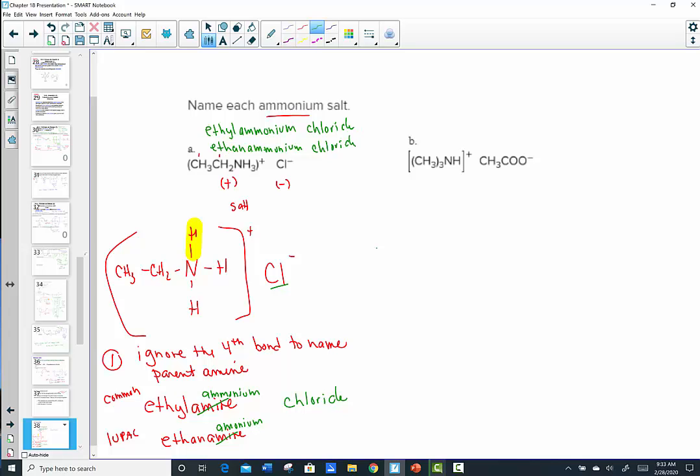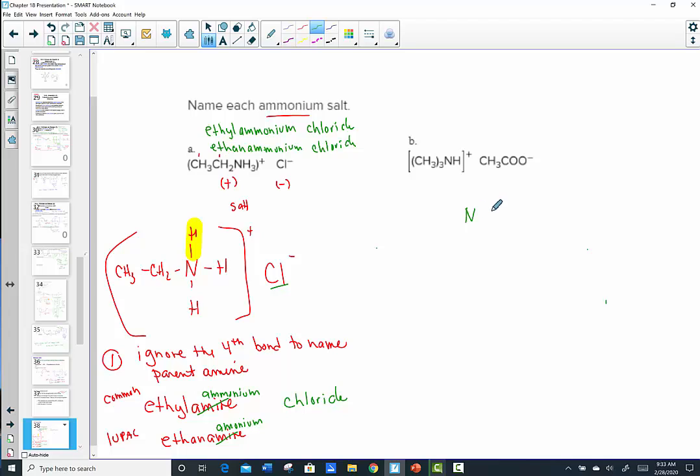And again, I'm just giving it 2 names so you could definitely hear a common name is very appropriate in this example, but absolutely every compound can always have an IUPAC name as well. Ethyl ammonium chloride or ethane ammonium chloride for letter A. Well, let's look at B.